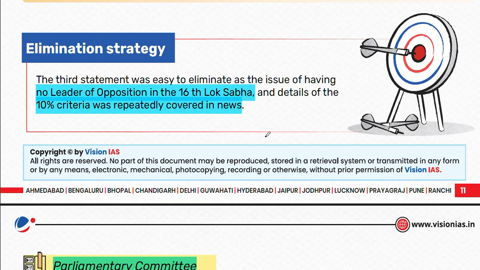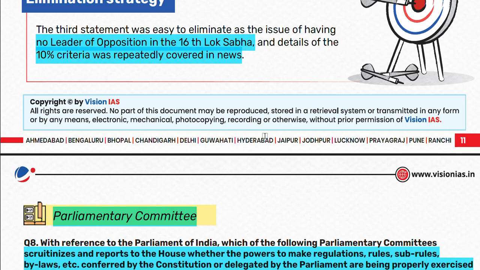The third statement was easy to eliminate, as the issue of having no leader of opposition and the one-tenth requirement were repeatedly covered in the news.